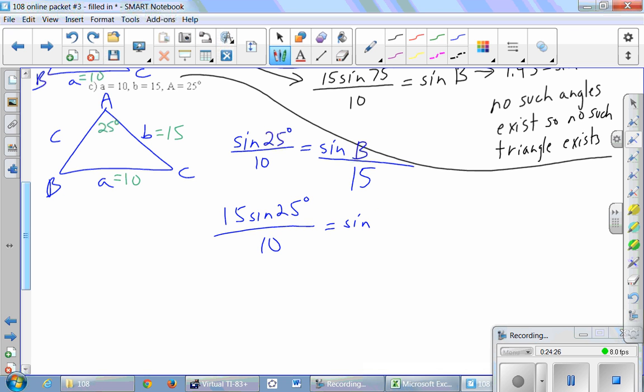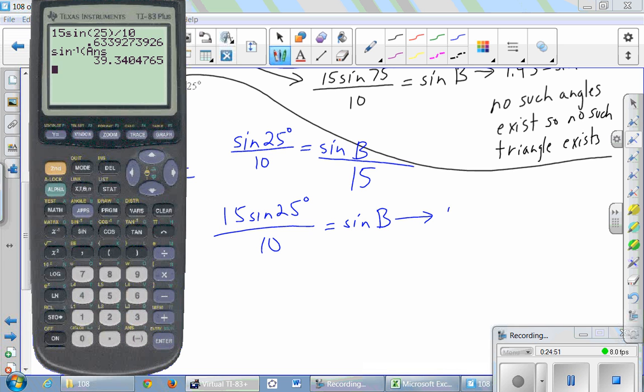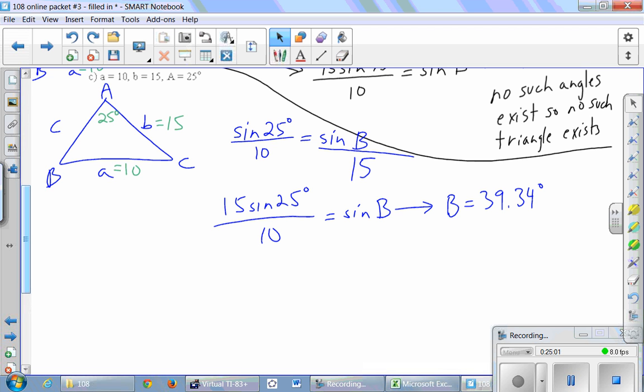And then we'll take the inverse sine of this, although I'm feeling a little bit gun shy after we got burned on the last problem, but let's try this. So we go 15 sine of 25 divided by 10. Now, unless this number is between -1 and 1, there's no point in going any further. Okay, so that one, we won't have any domain issues, so we'll do inverse sine of the answer. And the angle is about 39 degrees. So B is equal to 39.34 degrees. That's fine. And so I'll fill in red the 39.34 degrees here.